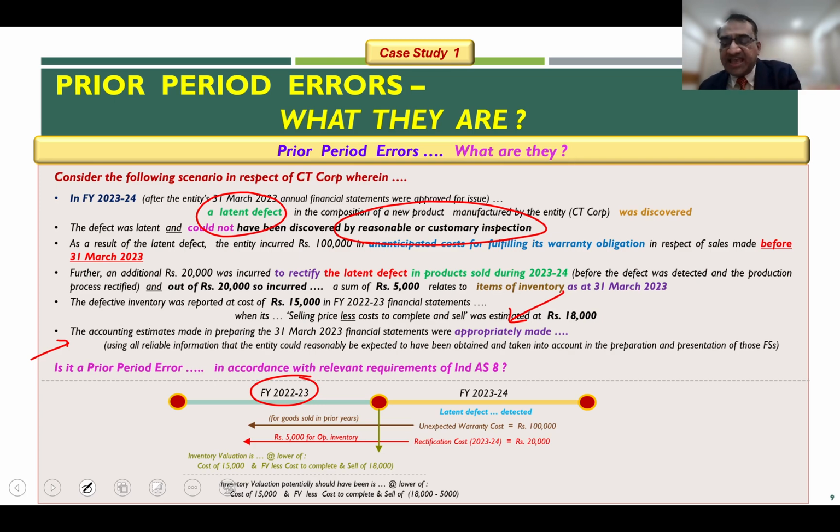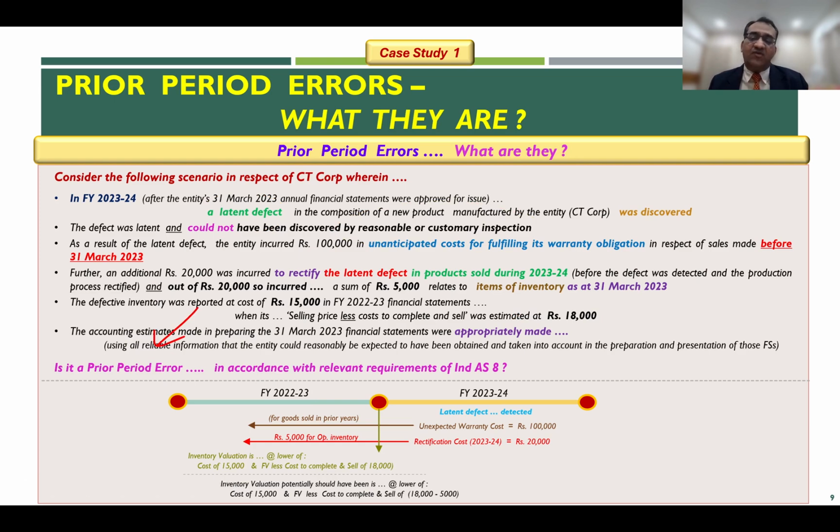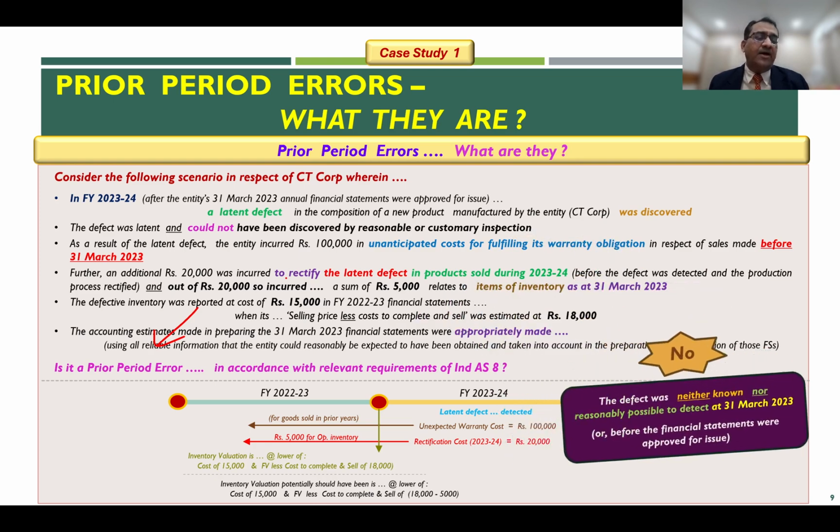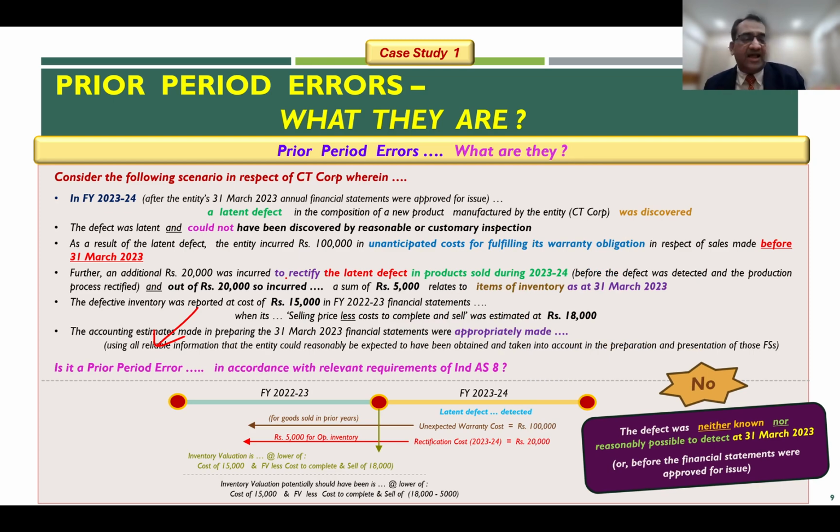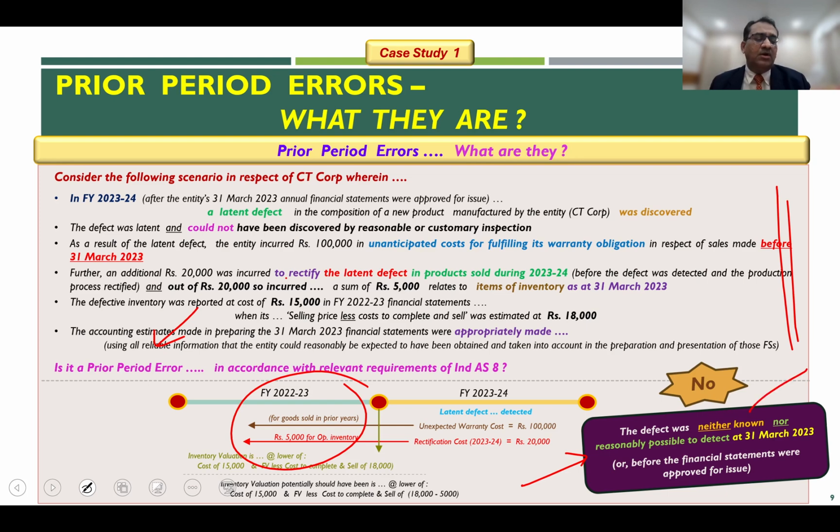So the question is, given this fact pattern, is it a prior period error in accordance with the definition we saw in the previous slide? No, it is not. All said and done, the moot point here is that the defect, though it existed at this time, was neither known nor reasonably possible to detect as at 31st of March 2023, when these financials were prepared or before they were actually issued.